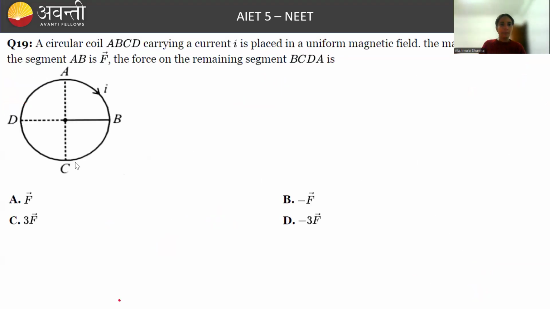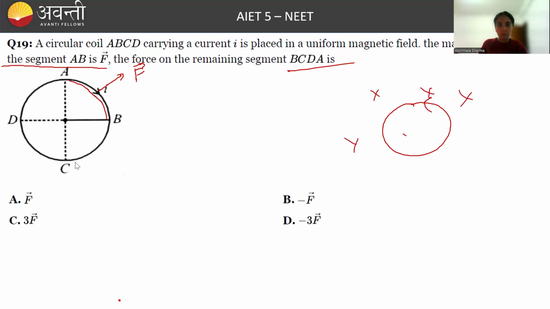A circular coil ABCD carrying a current I is placed in a uniform magnetic field. Magnetic force on segment AB is given. On AB, what force is acting? Suppose the direction is this, F dash force is acting. So what will be the force on the remaining section BCDA? I have told you, if a current carrying closed loop is kept in a magnetic field which is uniform, then the net force acting on the closed loop will be what? Zero. I have told you this one. And here the magnetic field is uniform and this is a closed loop carrying current. Net force has to be zero.